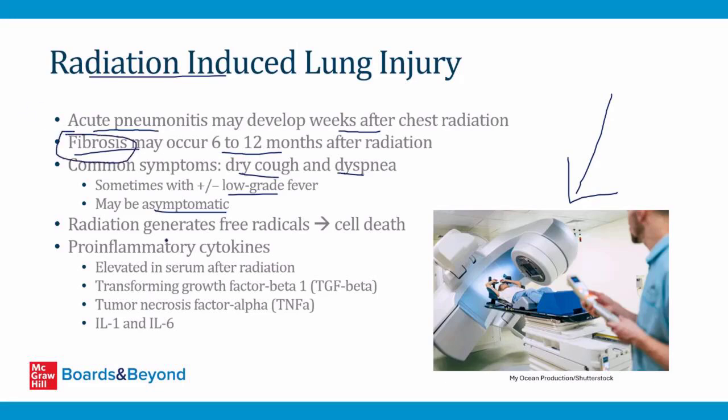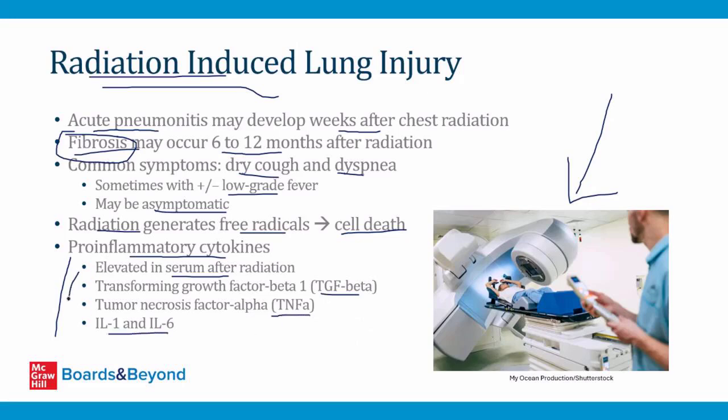The reason this is believed to occur is because the radiation can generate free radicals in the lungs, and that leads to cell death, and that causes inflammation. And there have been a bunch of basic science studies on this looking at the pro-inflammatory cytokines that are common in radiation-induced lung injury. Some of them are listed here. They can be elevated in the serum among patients who have had chest radiation. This includes things like TGF-beta, TNF-alpha, and IL-1 and IL-6.